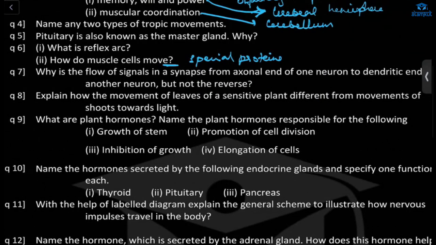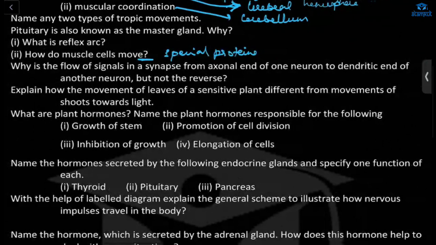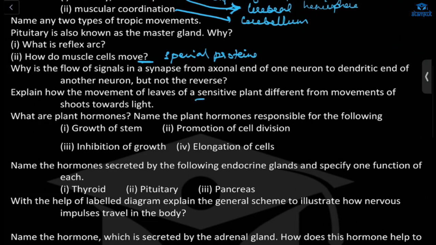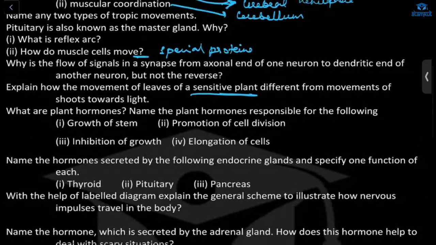Next, eighth one, explain how the movement of a leaf of a sensitive plant is different from movements of the shoots towards light. This movement of the sensitive plant happens in response to touch. How does this happen? The plant cell shape changes. The amount of water will change in the cells. And this movement is independent of growth. But the movement of shoot towards light is growth dependent.